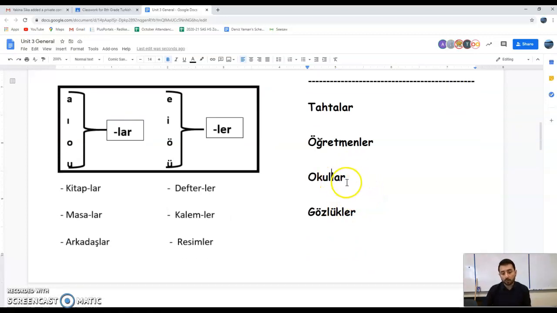You see, I gave you guys the third and fourth one. Okul, it means school, right? So okul ends with u. So it's right here, right? So I have to say okullar. And then gözlükler is the next one.